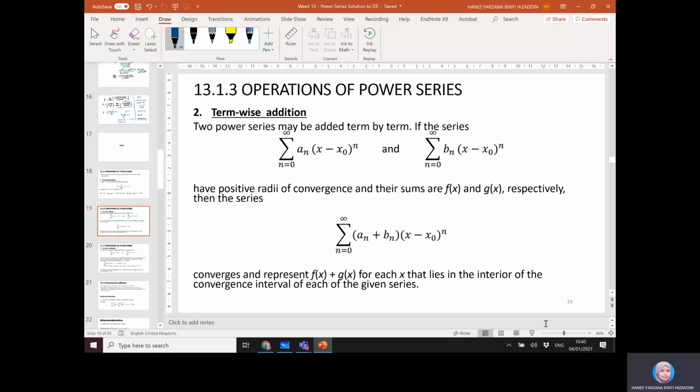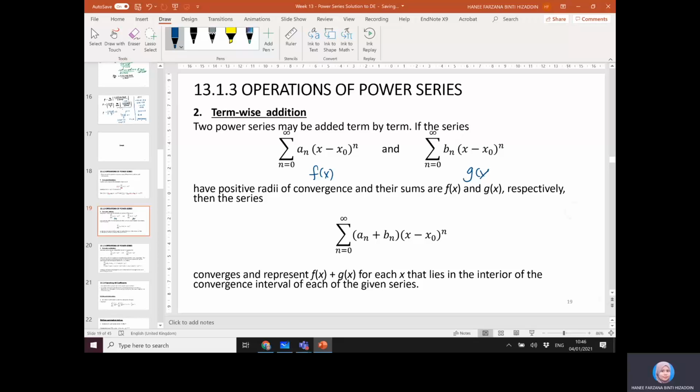The next operation is that power series can be added term-wise. Let's say you have two power series. You can add them term by term. One series is the sum from n equals 0 of a sub n times (x minus x naught) to the power of n, and the second series is b sub n, also starting from n equals 0 to infinity, times (x minus x naught) to the power of n. These power series have positive radii of convergence, and their sums are f(x) and g(x). Here, this is your f(x), and this is your g(x). Then you can simply add them together.